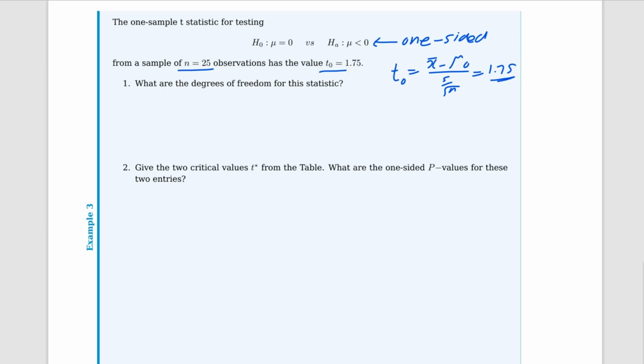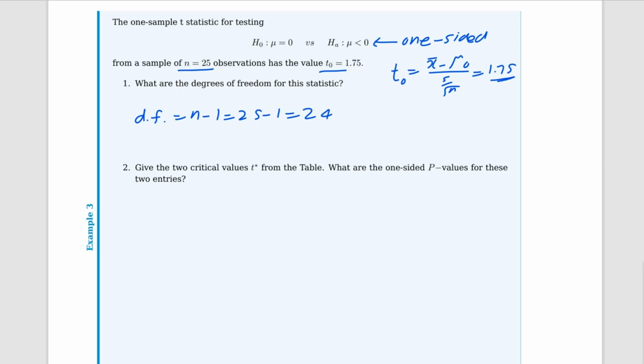Right. Now, what are the degrees of freedom? How do we find the degrees of freedom? Degrees of freedom is n minus 1, then 25 minus 1, it is 24. That is the degrees of freedom. Then it says give the two critical values T star from the table. Why are they asking two critical values? In chapter 17, we had only one critical value. But now they are asking two critical values. So, how do we find the two critical values?